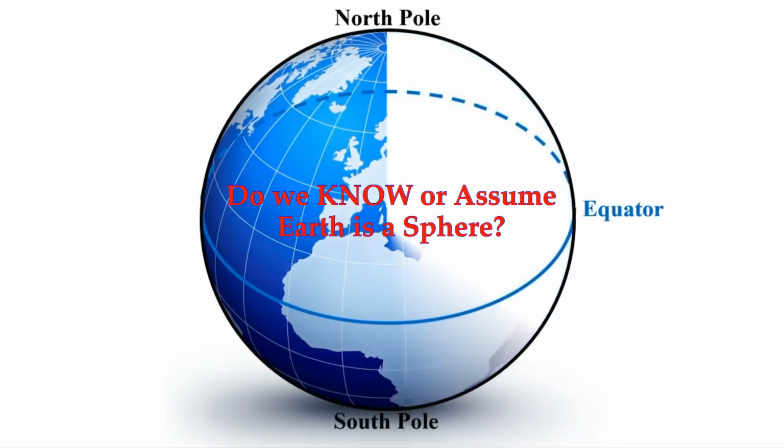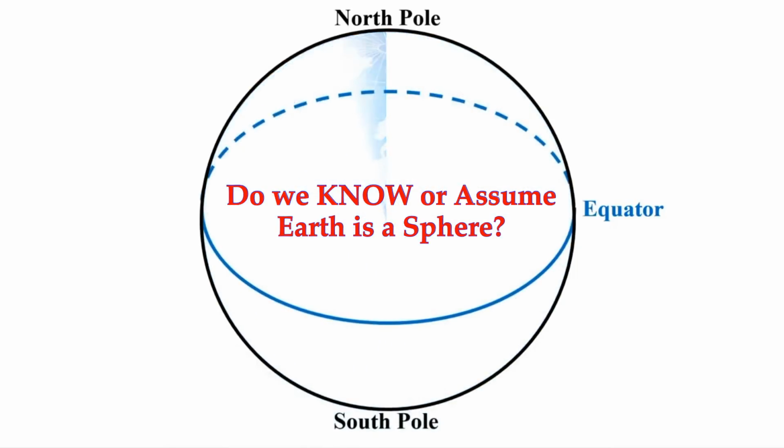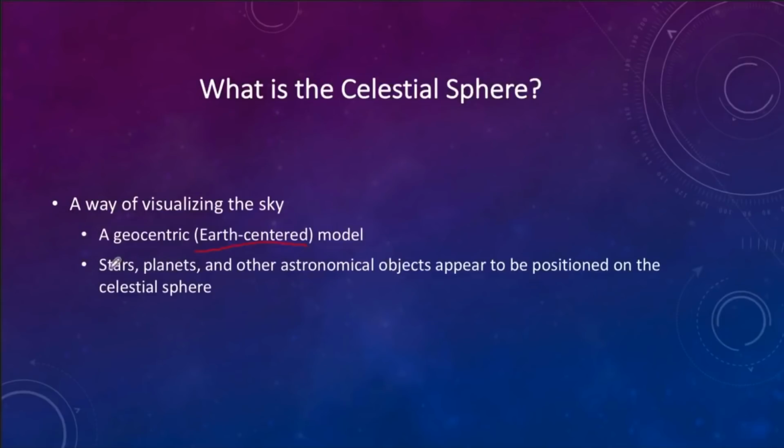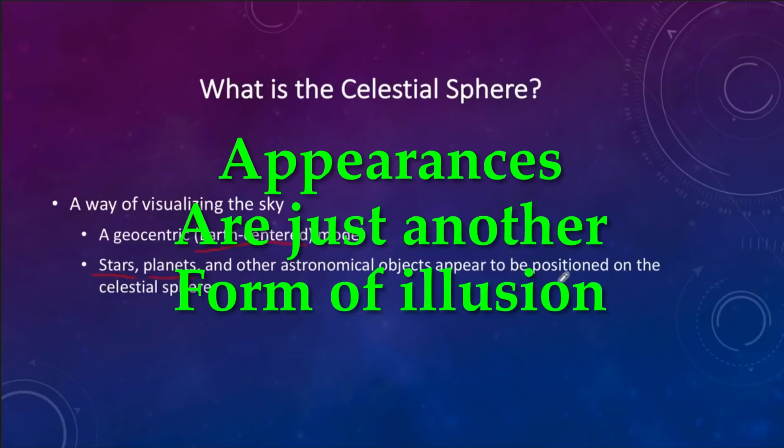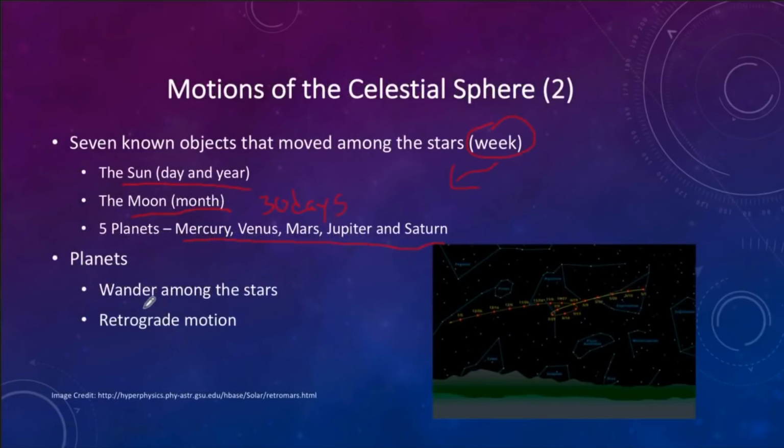Let's assume our planet is a perfect sphere. And all of the stars, all of the planets, all of the other objects that we see, things like galaxies, all appear to be positioned at various points on the celestial sphere. The planets, the name comes from wanderer, so they are wanderers. They wandered among the stars and moved through the stars.